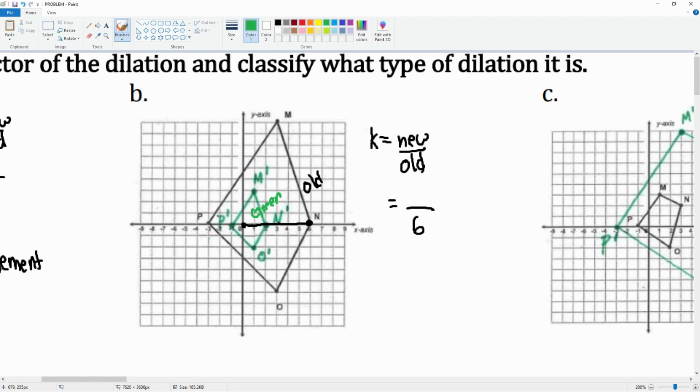The new one, it starts from 0, and you go to the new N prime. 1, 2. 2 over 6 is 1/3. That is the scale factor. This is considered to be a reduction because it got smaller.